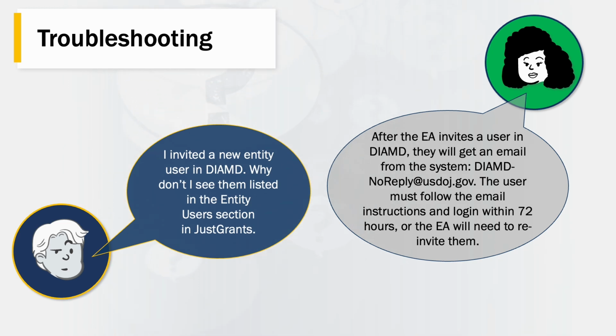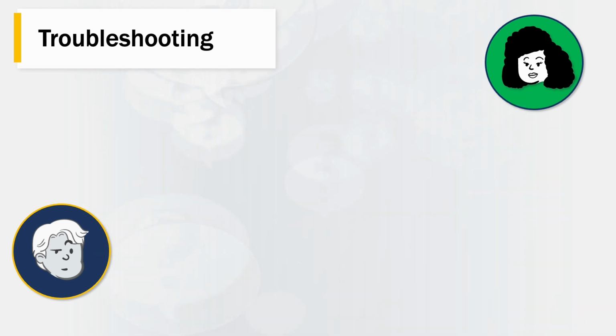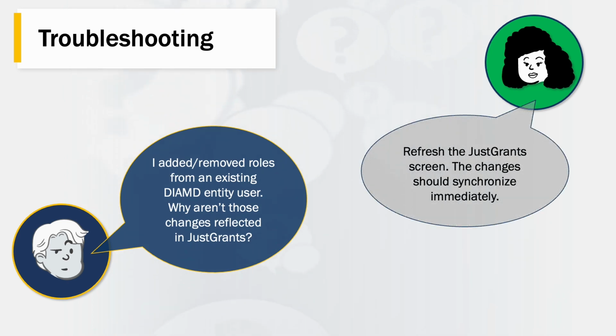If the user cannot locate the email, or if the link contained in the email expires, re-invite the user in Diamond. Once the user successfully logs into JustGrants, their name will appear in the Entity Users section of JustGrants. Okay, what if I added or removed roles from an existing Diamond entity user? Why aren't those changes reflected in JustGrants? Sure, just refresh the JustGrants screen. The changes should synchronize immediately.